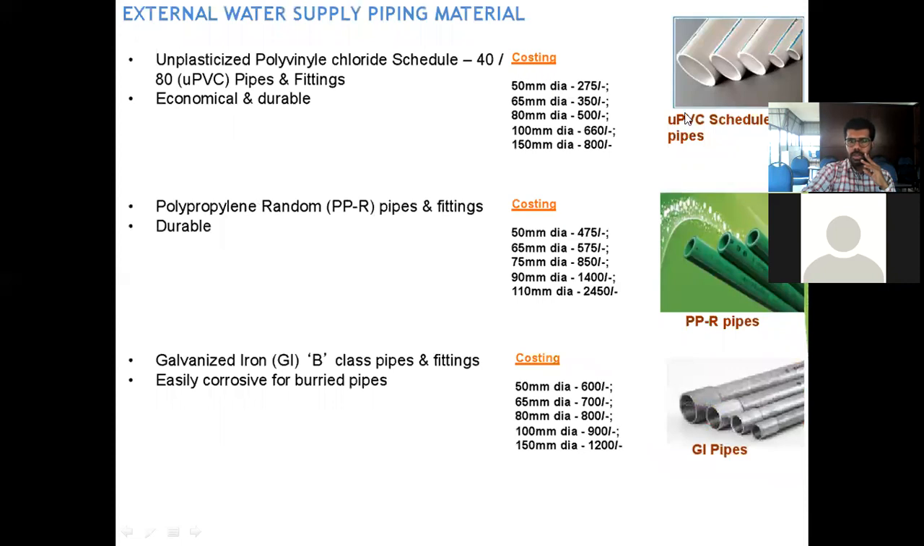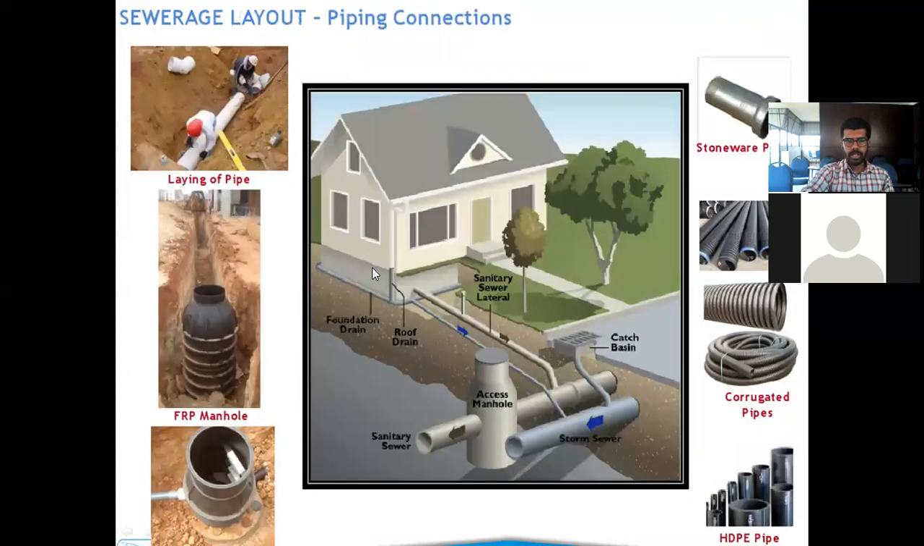These are different pipes: UPVC pipe, PPR pipes, and so on. Its costing is given, and it will change depending upon the market value. Its advantages are also given on the side: durable, economic, and durable. Easily corroded or burned pipes are the disadvantages being shown there.